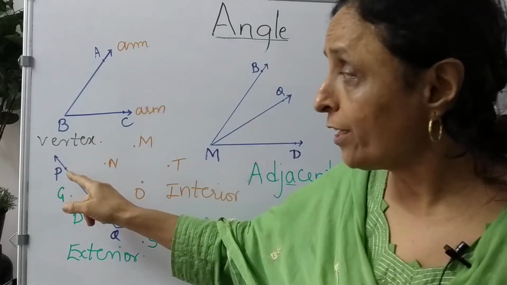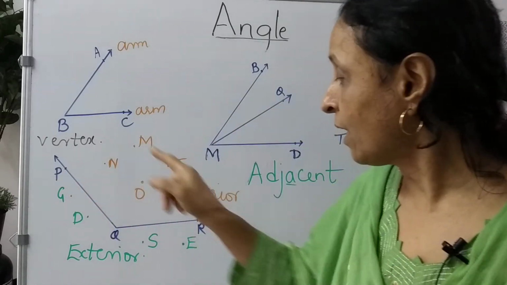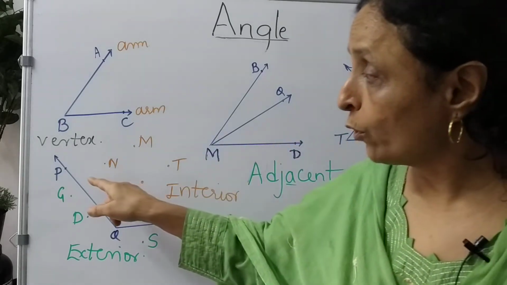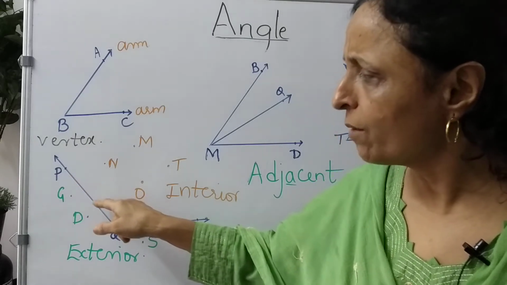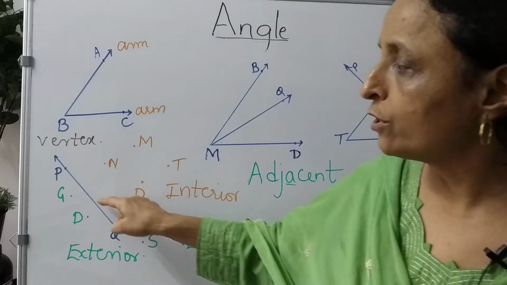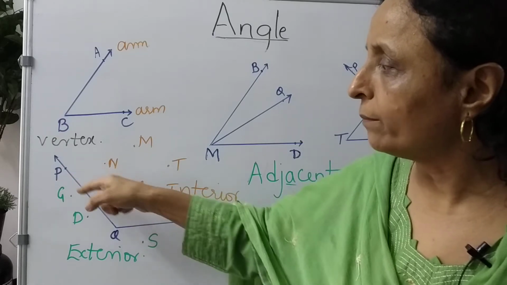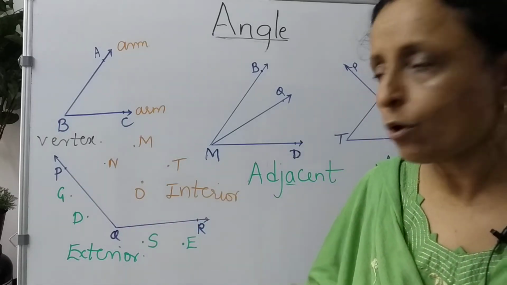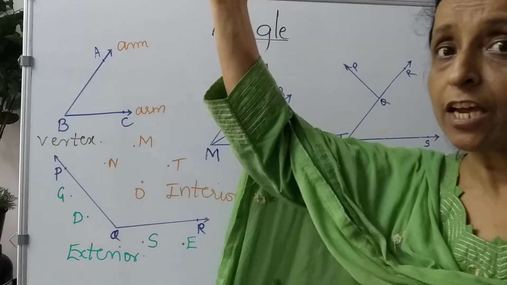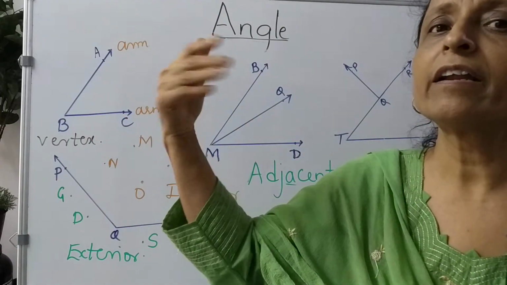Now, the points which are on the arms are on the arms, like P, R. Q is the vertex. You can draw more points, you just have to name them. You can name any point here. So the ones which are on the arms are on the arms, the ones inside the arms are interior, and the ones outside the arms are exterior.